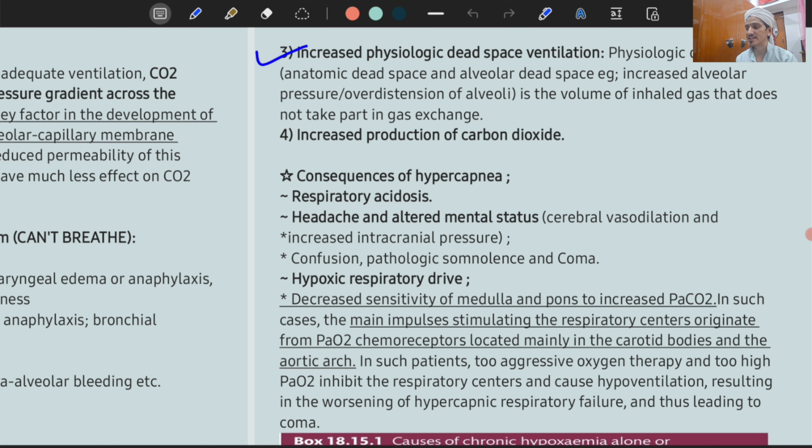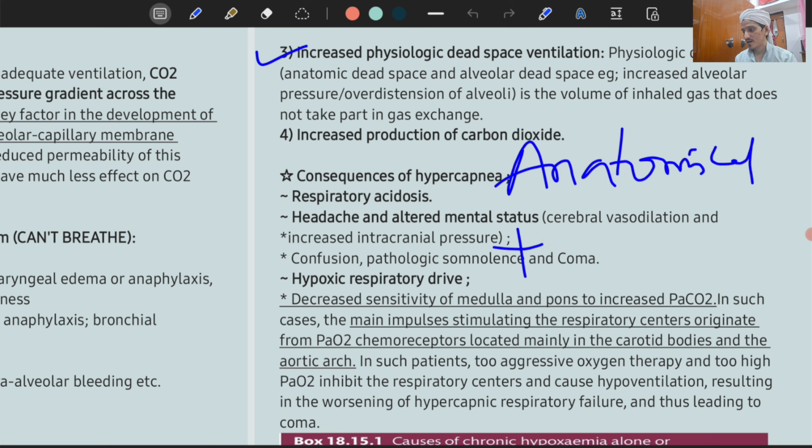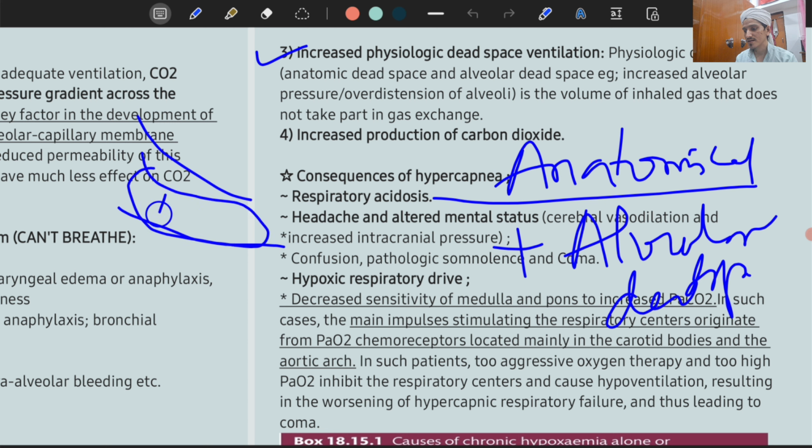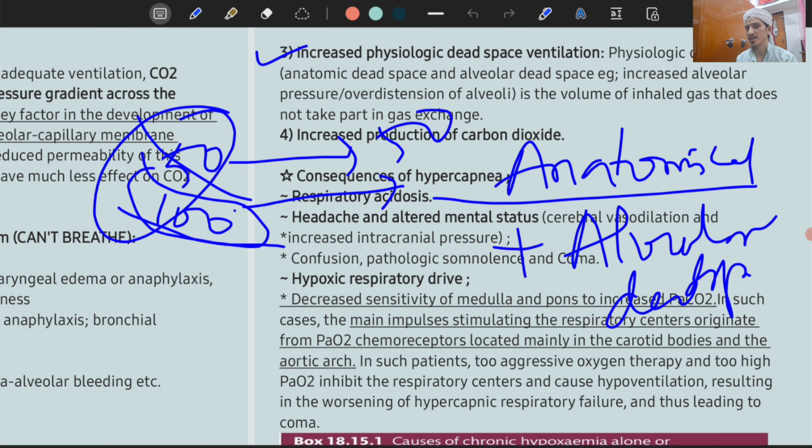Increased physiological dead space ventilation. What is physiological dead space? It is a combination of anatomical dead space plus alveolar dead space. Anatomical dead space is when you breathe in, suppose it is 100, and all of the air is not absorbed in the alveoli. Suppose 50 is absorbed and 50 is not absorbed. The 50 which remains in the large airways is known as anatomical dead space.